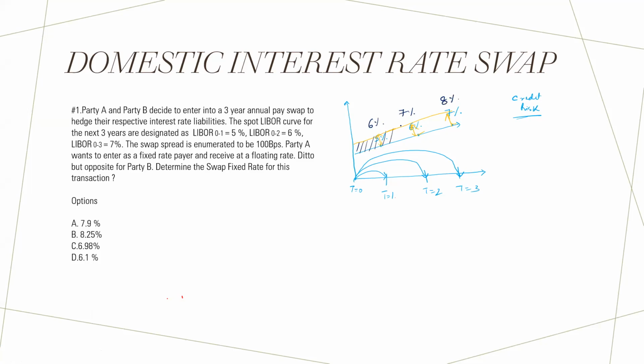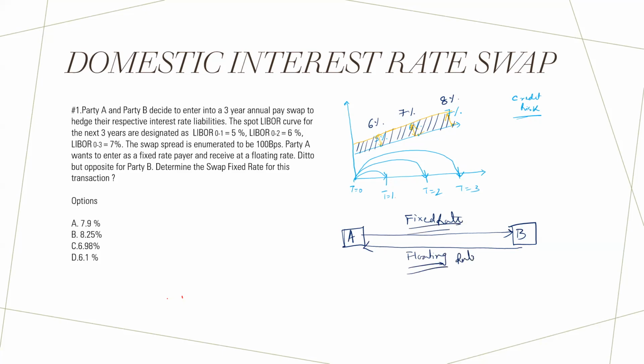And as before, if anybody has got any understanding issue so far, please raise your hand and ask me as much as you can, because these are the building blocks. Now, the question here is that we have a couple of parties, party A and party B. With the information that is being given, it is mentioned that A would like to enter as a fixed rate payer. So here A is going to pay at the fixed rate. And then B is going to obviously pay at a floating rate.